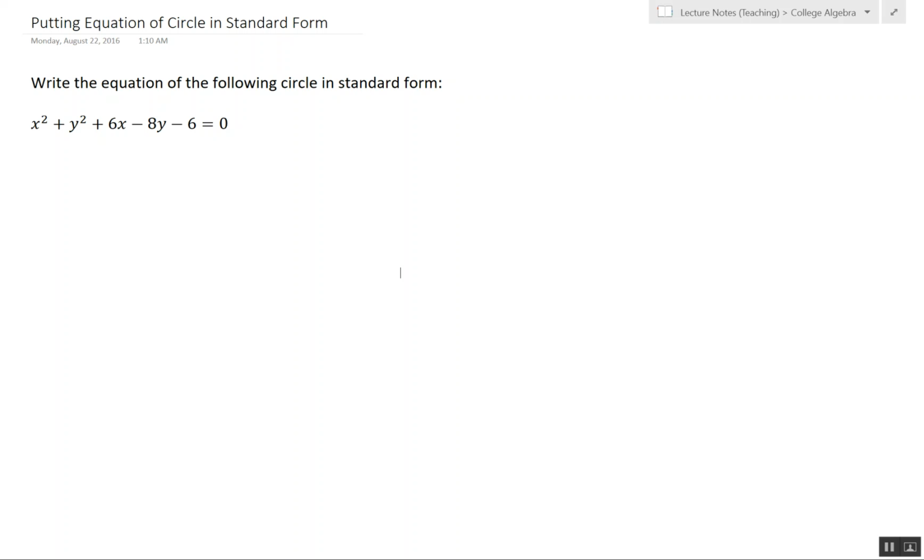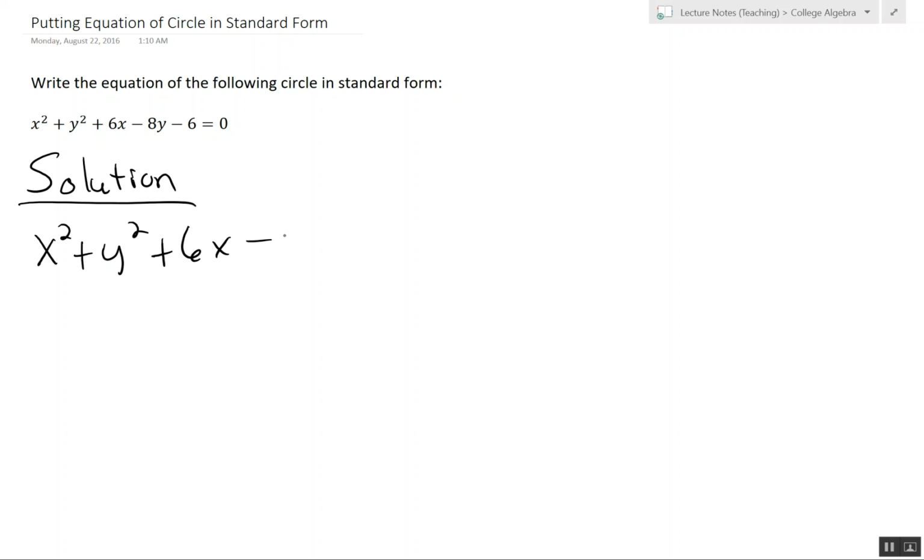So we're going to go through completing the square quickly here, and if we need to clear up some issues, we'll do it actually in class. So solution here. The first thing we want to do is keep all the variables on one side of the equation. So x squared plus y squared plus 6x minus 8y, and we want to move the 6 to the other side of the equation.